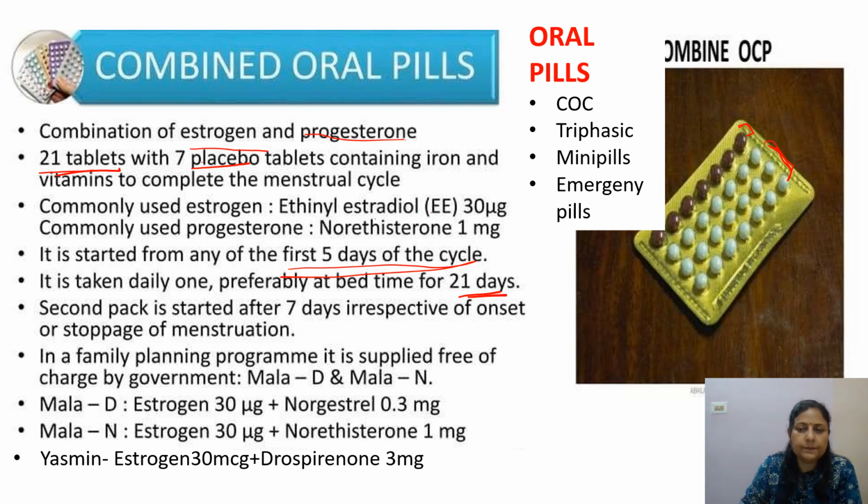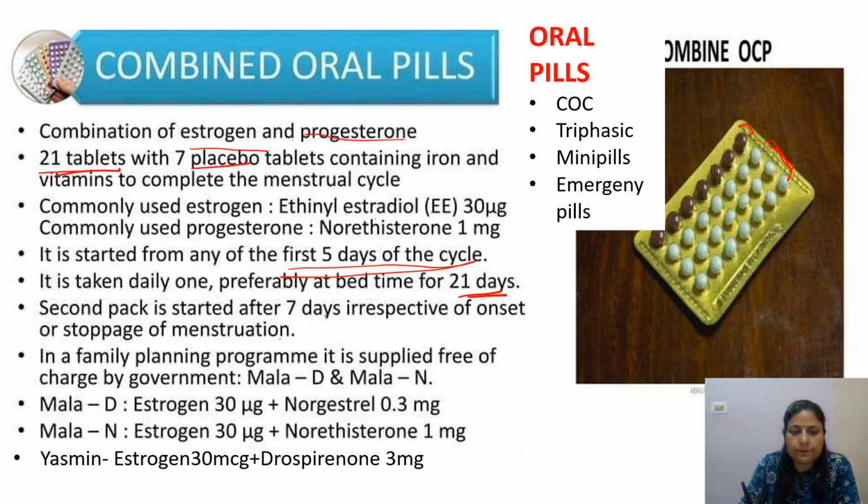Now the second pack is started after 7 days, irrespective of the onset or stoppage of menstruation. So while taking the 21 days, when you start the colored tablets, menses will appear, and after menses starts, from day 1 you will start taking the medicine again from the next strip.